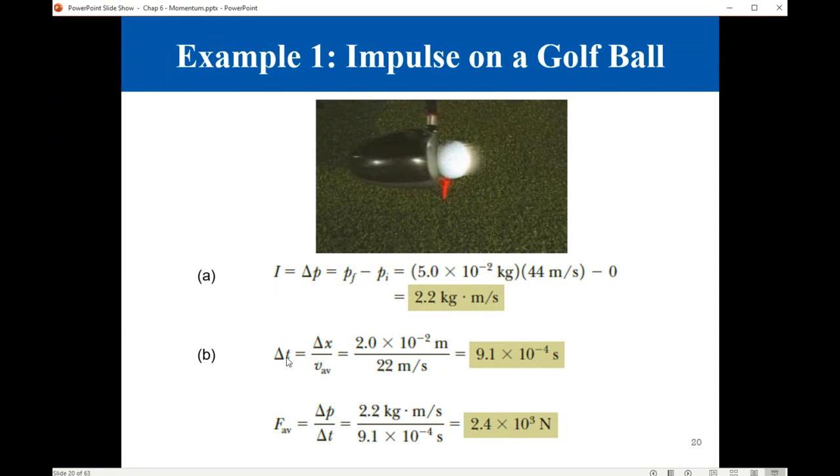Then, to calculate the period of time, the action time, we use the kinematic formula, delta t equals delta x divided by the average velocity. Since the maximum velocity was 44 and the minimum was 0, the average would be just half of 44, so it's 22 meters per second. Okay, so here we can calculate delta t, 9.1 times 10 to the minus 4 second.